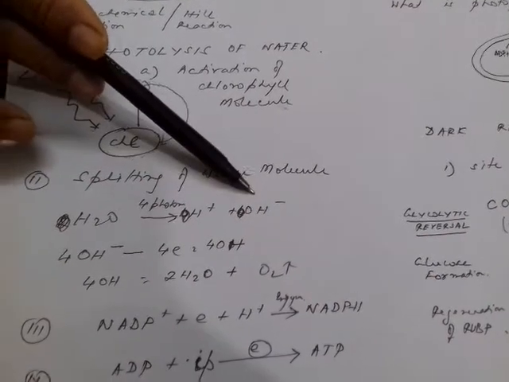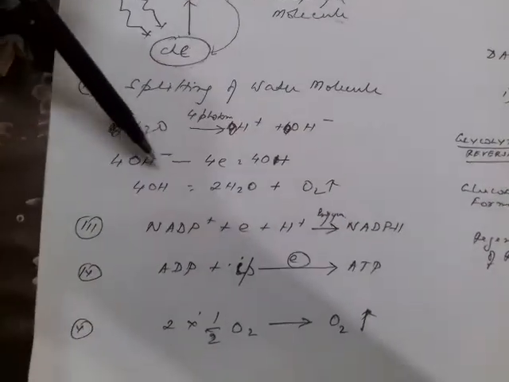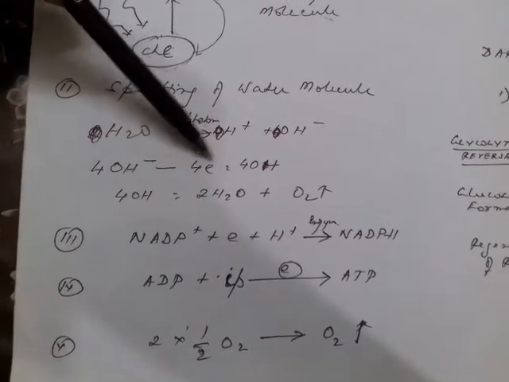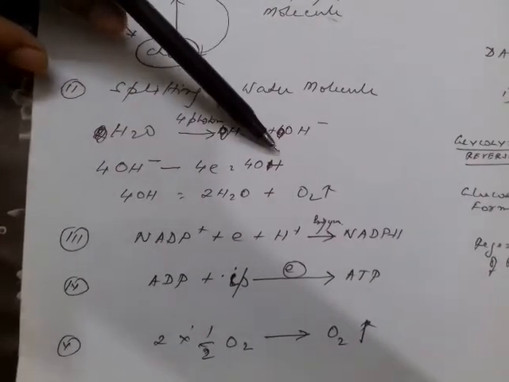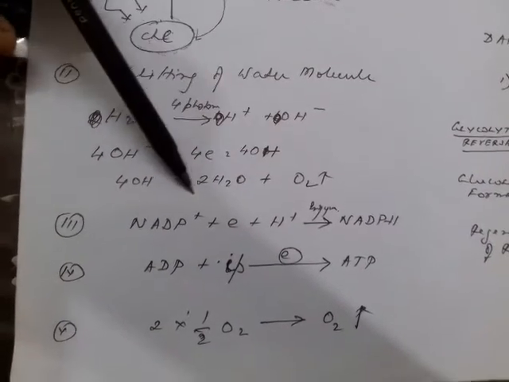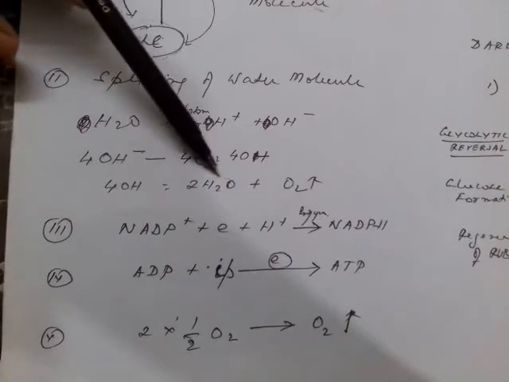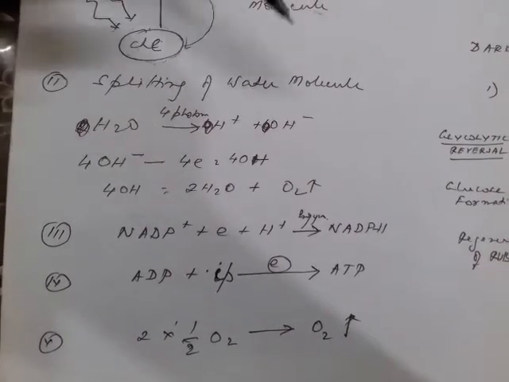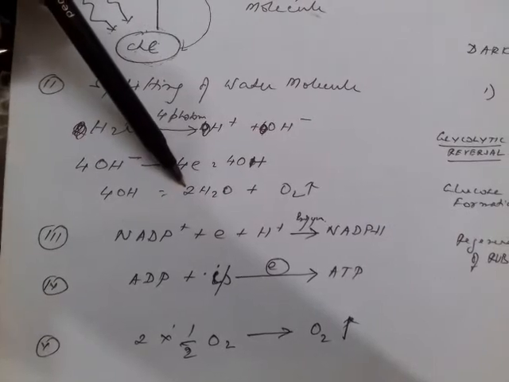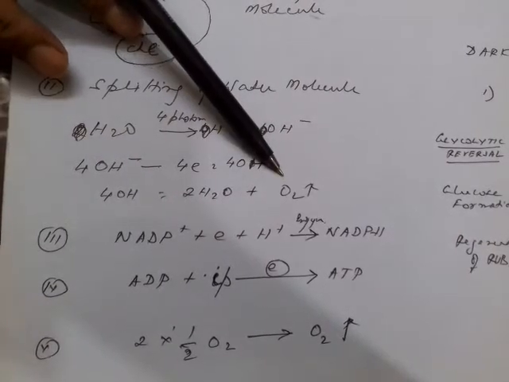Now what happens to these 4 OH minus ions? They leave 4 electrons. You can see 4 OH minus minus 4 electrons is equal to 4 OH. Now this 4 OH forms 2 H2O and O2. Now the water that is formed is a byproduct that can be used in photosynthesis or it can be given out. So water is one of the end products and oxygen is also one of the end products.